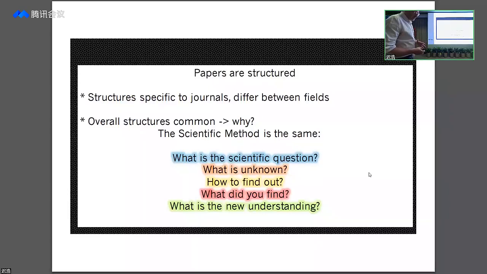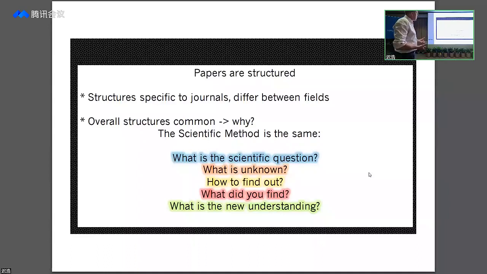Now, some students say, oh, I'm from computer science, papers in our field are not structured. I don't think so. Papers are always structured. The structures, they may look different, they may sound different because the headings that are being used in different disciplines are called different, but otherwise it's the same. And that's because the scientific method is the same.